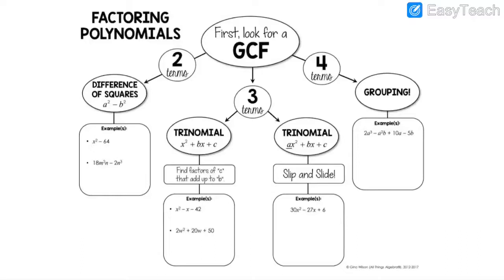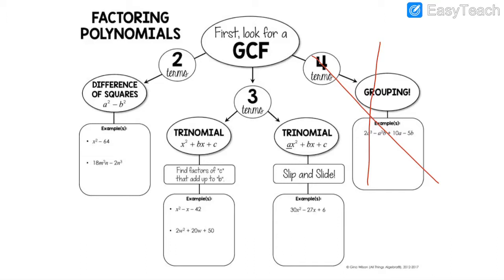Hello class, so we have learned all of our factoring methods that we are going to do in Algebra 1. So I have this flowchart that is put together for us. We are not going to do this 4 terms grouping. We don't do that in Algebra 1 anymore. Alright, so we're going to talk about what we need to do when we need to factor a polynomial.